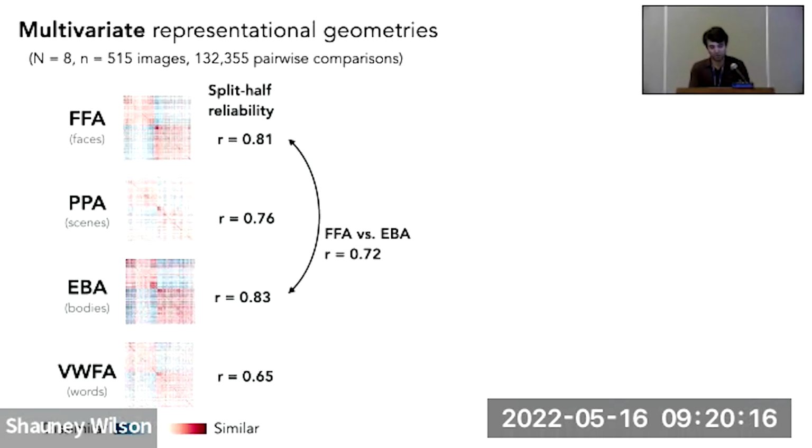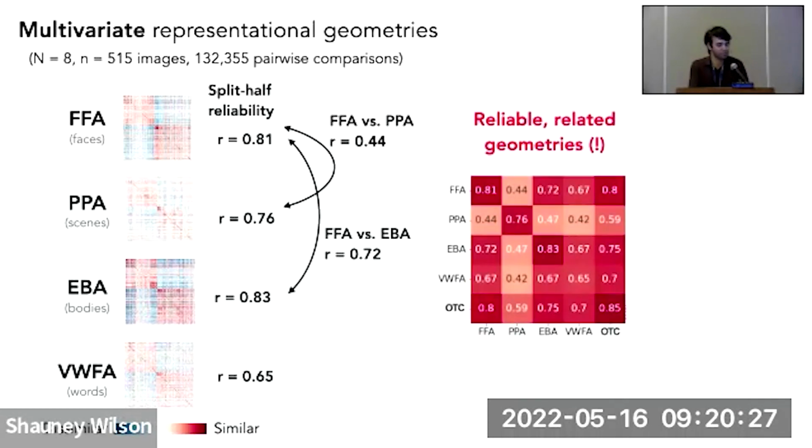This is not only true for FFA and EBA, but also for FFA and PPA, which surprisingly show weaker but still positive correlations in their geometries. In visualizing the pairwise similarity between all the regions, we see reliable related geometries across the board, with PPA having a slightly weaker relationship to the others.